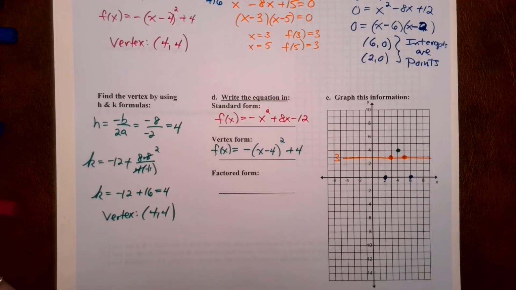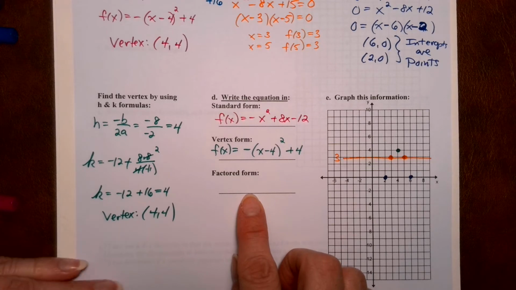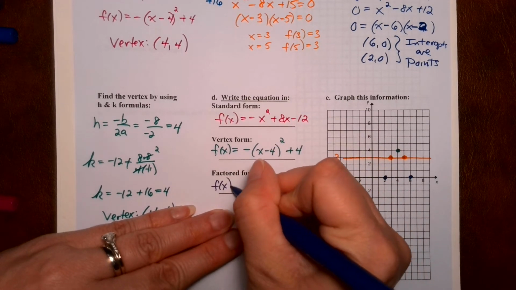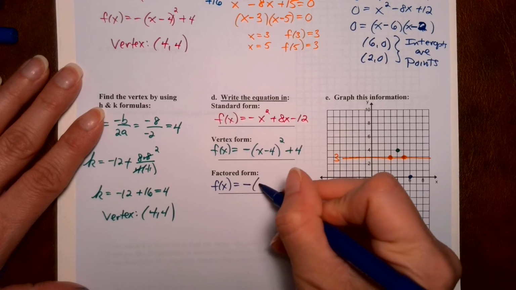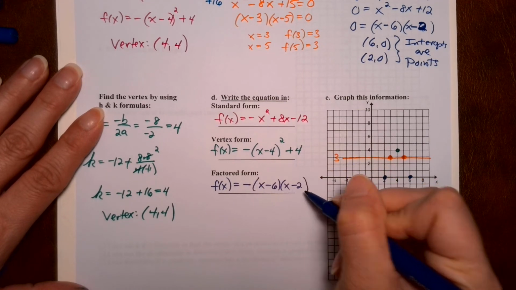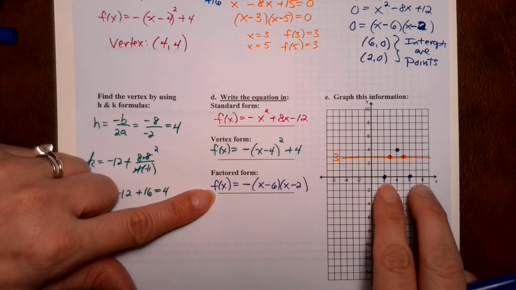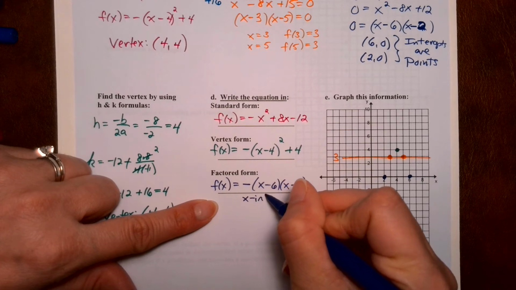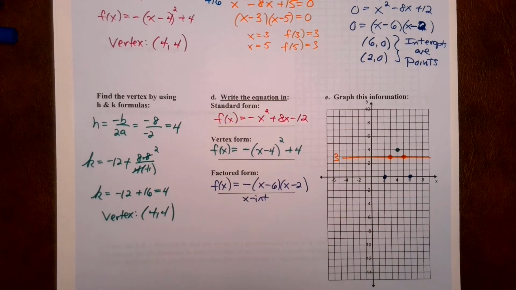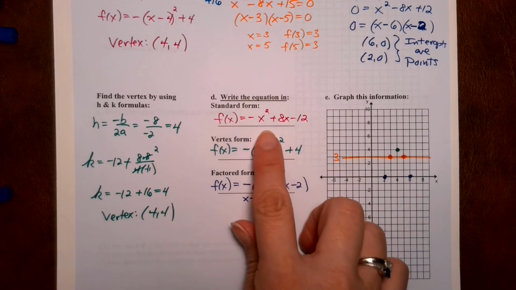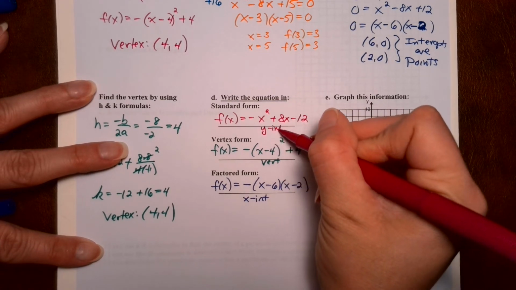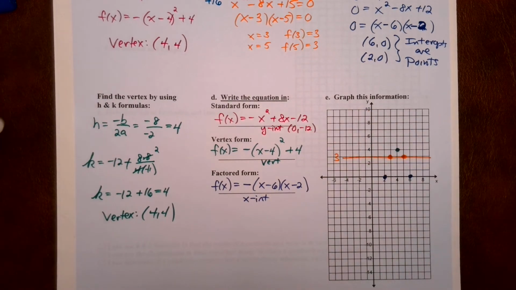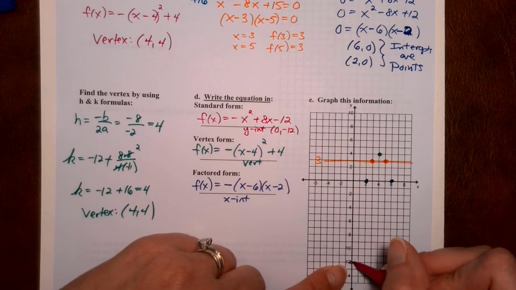Okay, how about factored form? We kind of had that form up there. Factored form, f of x equals, we're going to have a negative out in front, and then we have x minus 6, x minus 2. So factored form is awesome, remember, for telling us the x-intercepts. Okay, they're all awesome for one reason. Vertex form is awesome for telling us the vertex. What is standard form awesome for? He's awesome at telling us the y-intercept. The y-intercept is 0, negative 12. Whew, 0, negative 12. Wow, that's way down there.